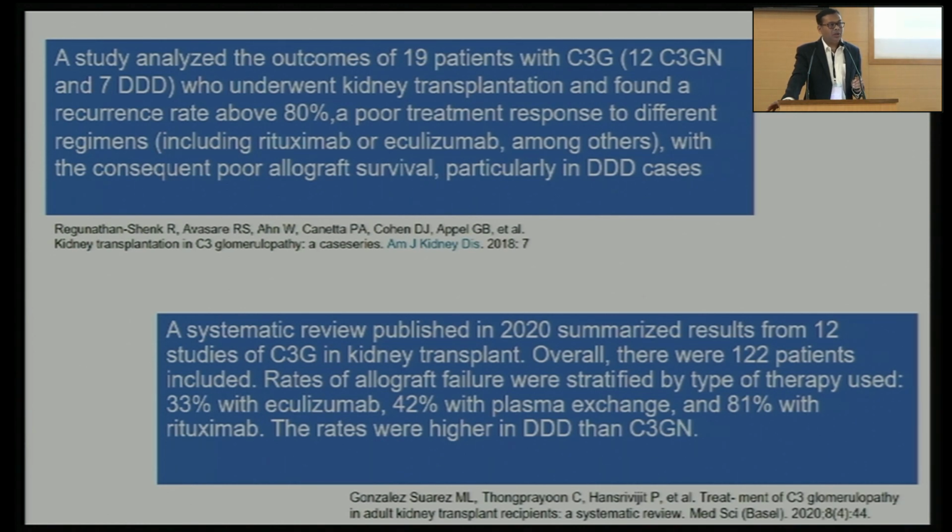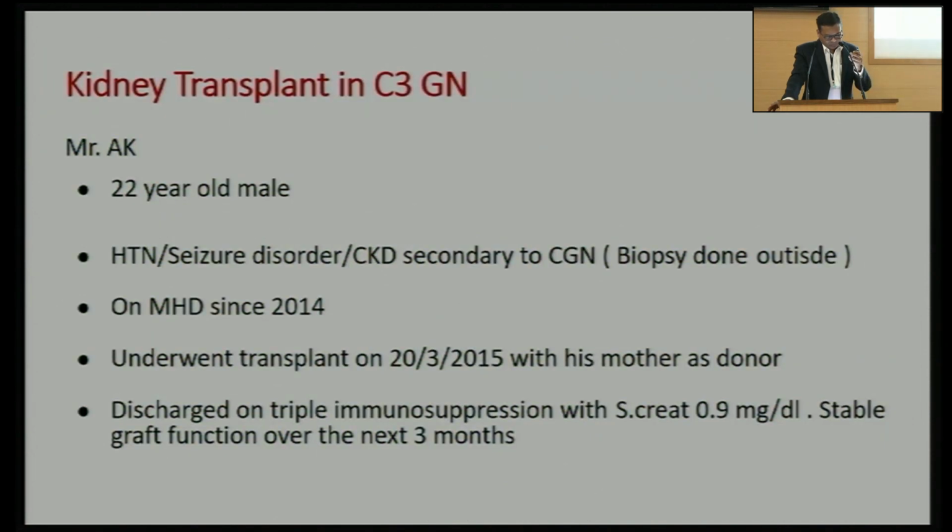So this is the failure rate even despite using the currently available drugs, and I don't think eculizumab is freely available, so not many patients can afford it, and all other drugs are still in the experimental stages. But sometimes we don't know, it gets missed, and you do a transplant in some of these patients and then you find out. So this is a patient with C3GN.